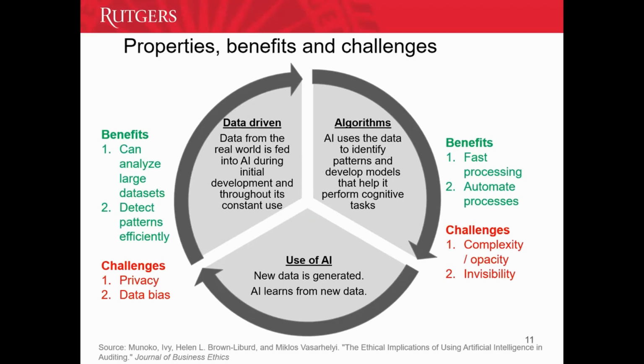So now that we are familiar with this cycle of how artificial intelligence systems learn from data and then develop algorithms or models, and then once these algorithms are developed, they are used in the real world by the AI, and then new data is generated, and the cycle goes on and on. Now that we know that one of the main properties of artificial intelligence is that it's data driven and that it also learns from its environment, let's think about the benefits and the challenges of artificial intelligence.